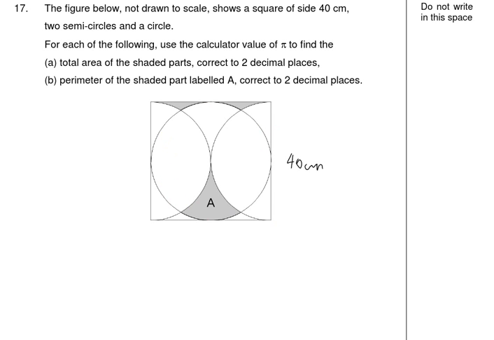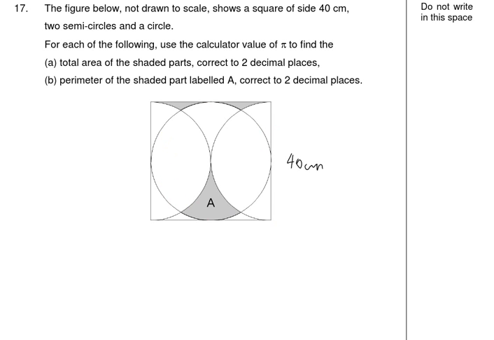Use the calculator value of pi. So you need to use your calculator pi. When you use your calculator pi, you must always use it at the last step, right or wrong? So you must solve this question mainly in terms of pi, but put in your calculator pi as the last step. Okay? So, I want to find the total area of the shaded parts correct to 2 decimal places.